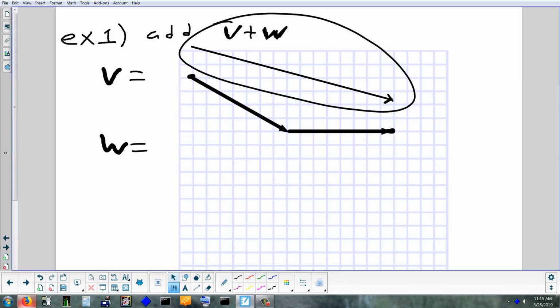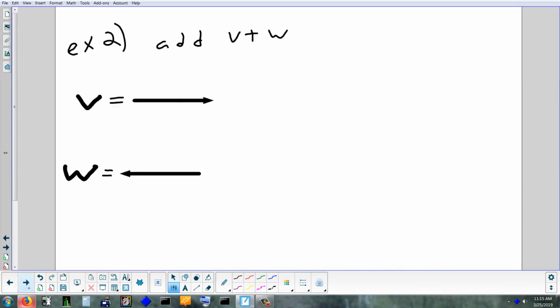Okay, let's look at this one. So now I want to add v plus w. And again, these are bold. Okay, before I do it, does anybody think they see what's going to happen here? Yeah, yep. It's going to cancel each other out.